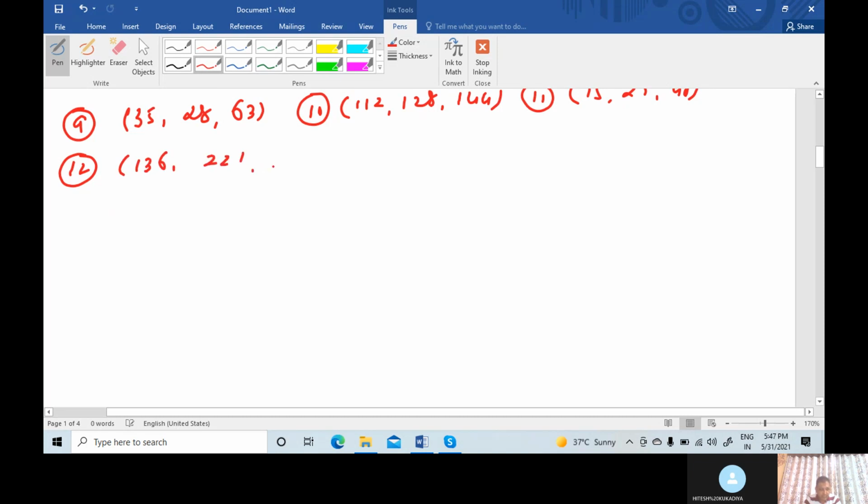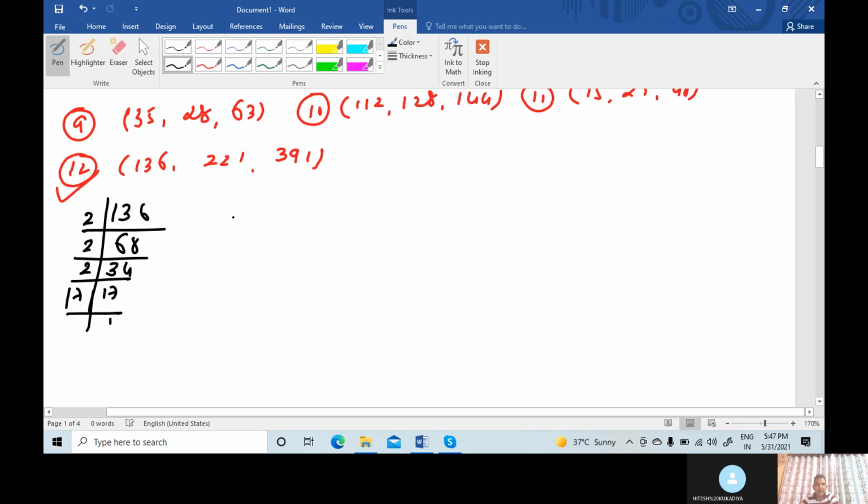136, 221 and 391. Now we solve any one of these questions. We solve this question: 136, 221 and 391. Look here at the solution. First we factorize 136. Factorize here: 68, 34, 17 twos and 17 ones.